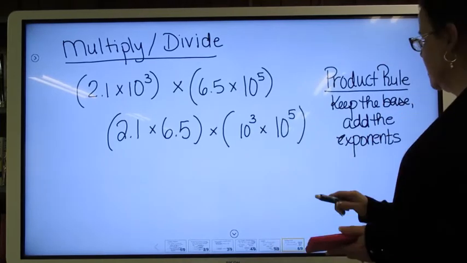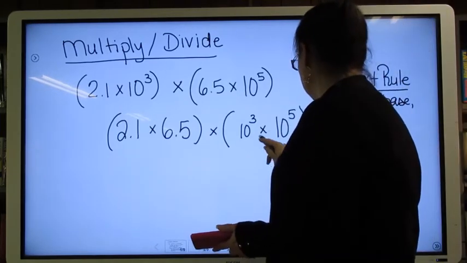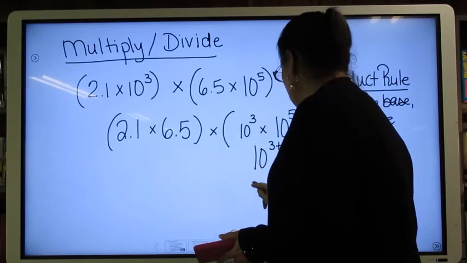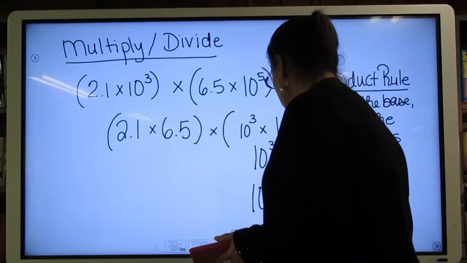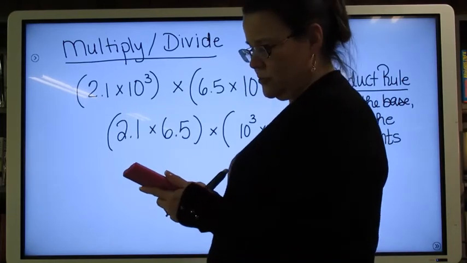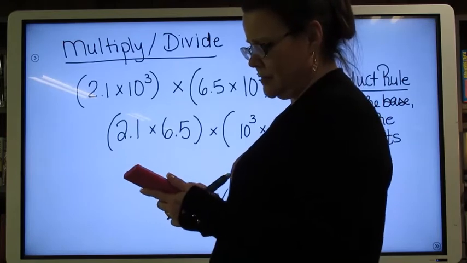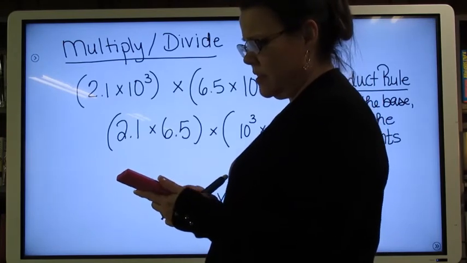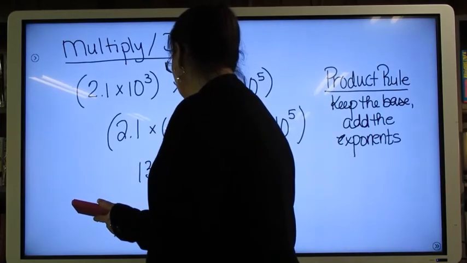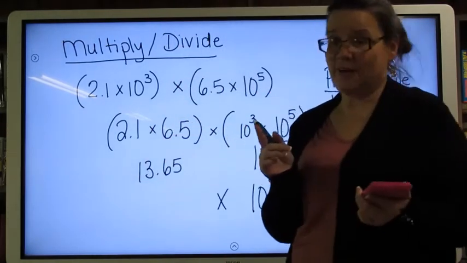Add the exponents. So you would keep the base, add the exponents, and it would be 10 to the 8th. And then over here, you would do 2.1 times 6.5, and it would be 13.65. However, there's a however.